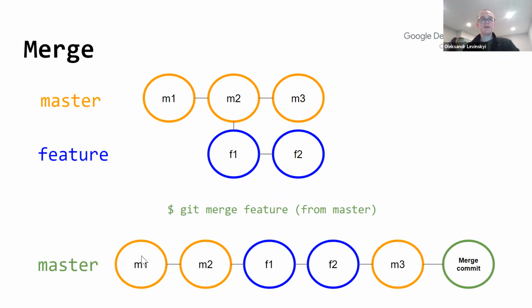So master will look like this. We will have M1, M2, and then we merge these commits, right? Since F1 and F2 were done after the M2 commit and before M3, they are put beside them, and then we have M3. And when you do merge, Git also creates a merge commit for you. This commit is just created to indicate that you merged the branch. So that's essentially how merge works.